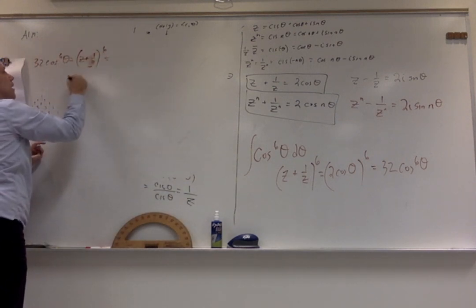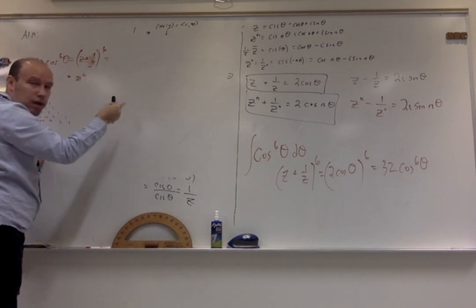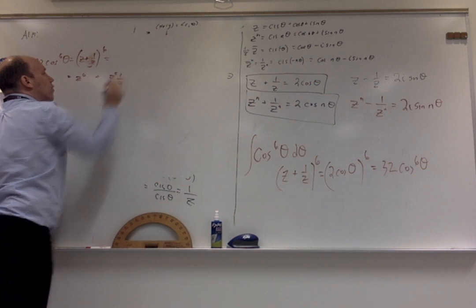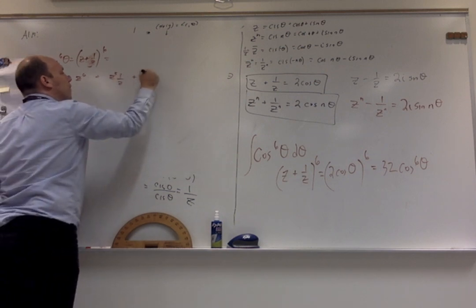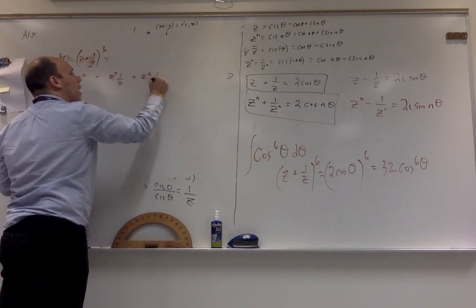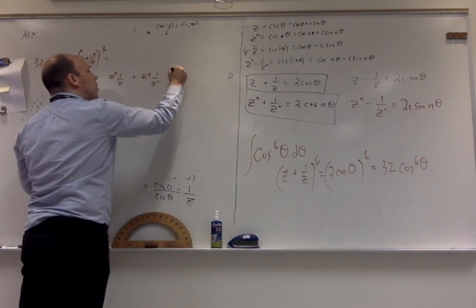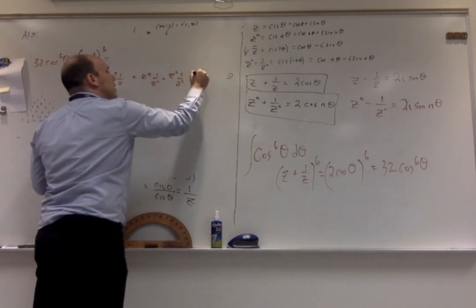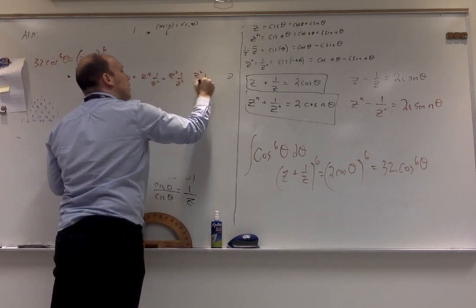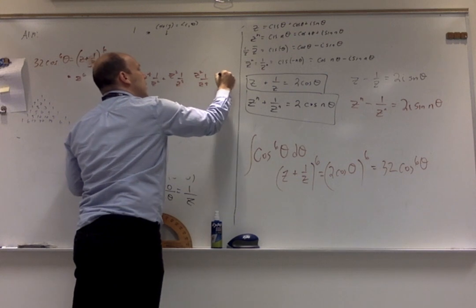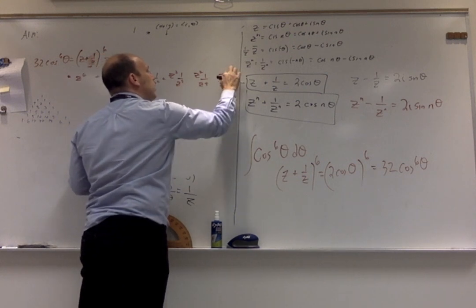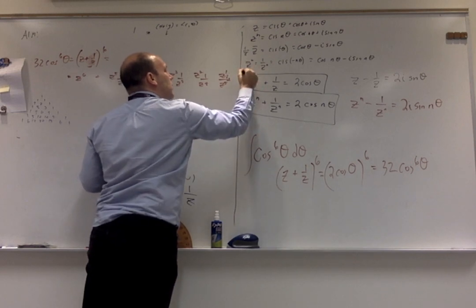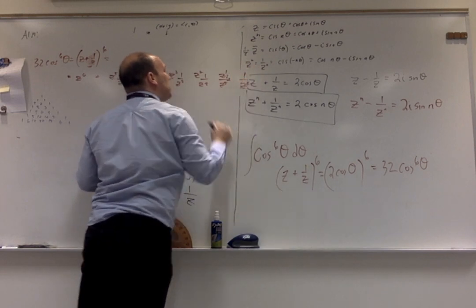First, we know it's z to the 6th, 1 over z to the 0. Then we know it's z to the 5th, 1 over z to the 1st. Then z to the 4th, 1 over z squared. Then z to the 3rd, 1 over z cubed. We know it's z squared, 1 over z to the 4th. We know it's z, 1 over z to the 5th. And last but not least, we know it's 1 over z to the 6th.